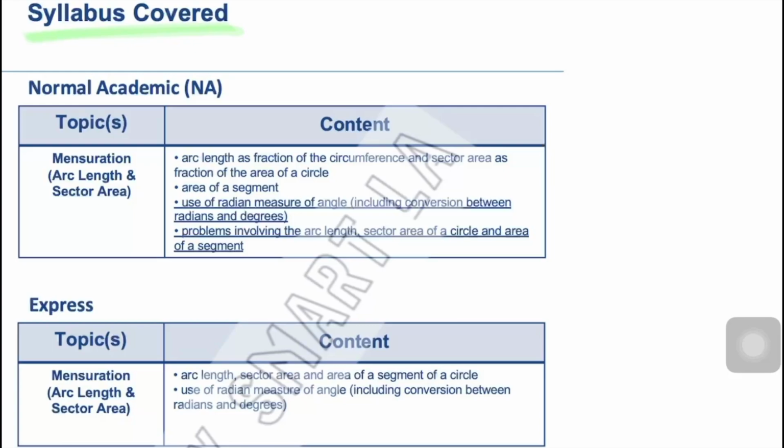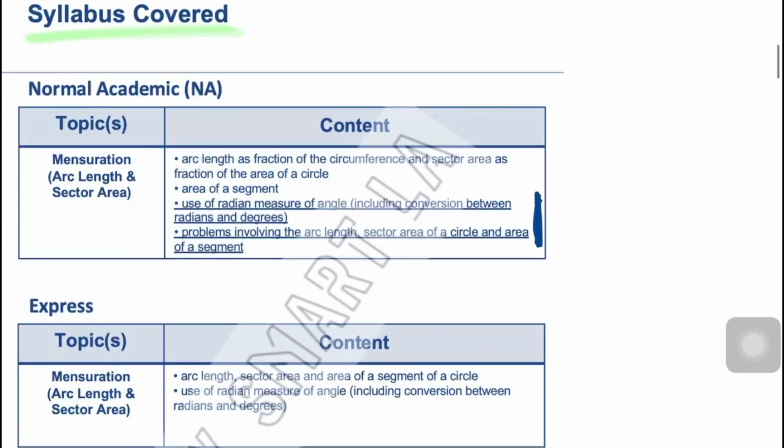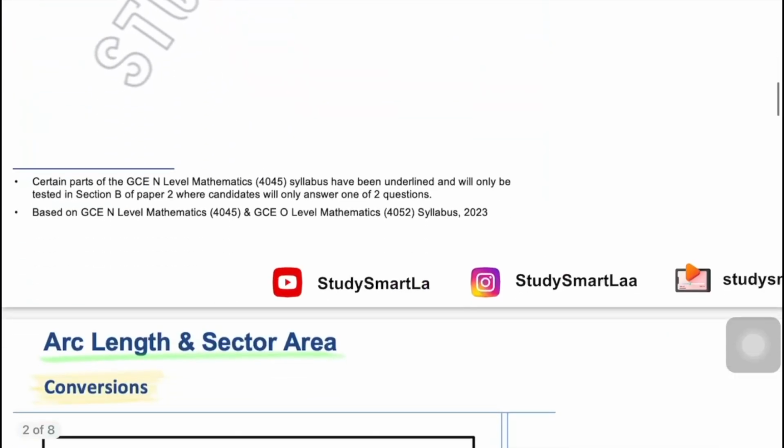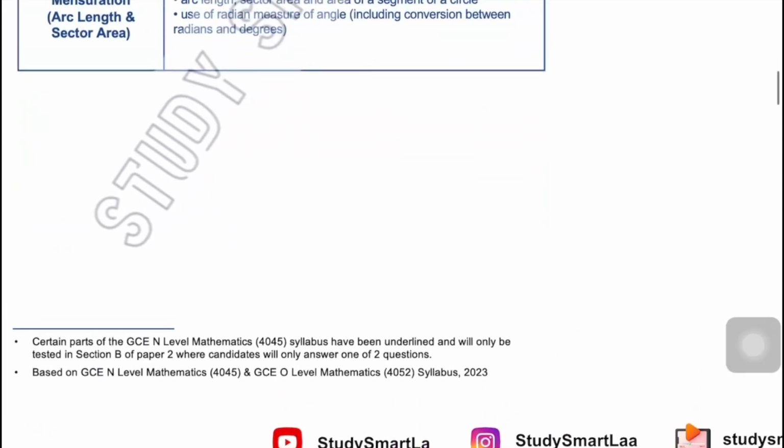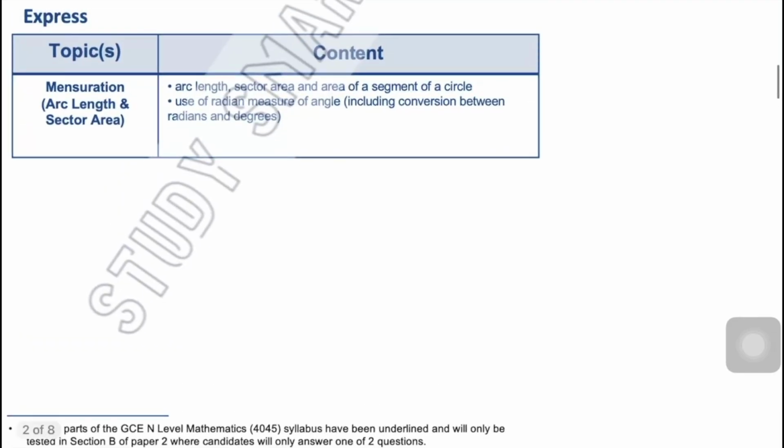The only difference is that you may notice for the NA level that these sentences are actually underlined. So what that means is that these underlined sections will only be tested in section B of paper 2, right? So that's the same drill as previous, where the underlined section will only be tested in section B of paper 2.